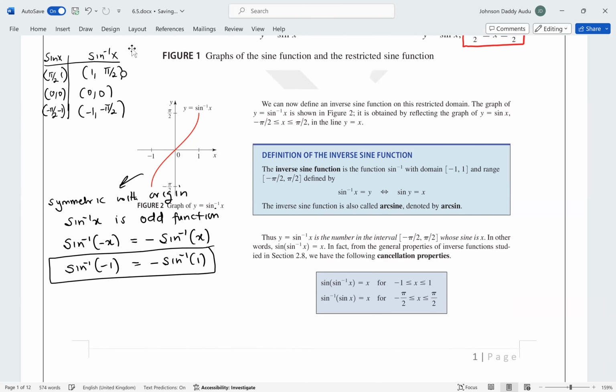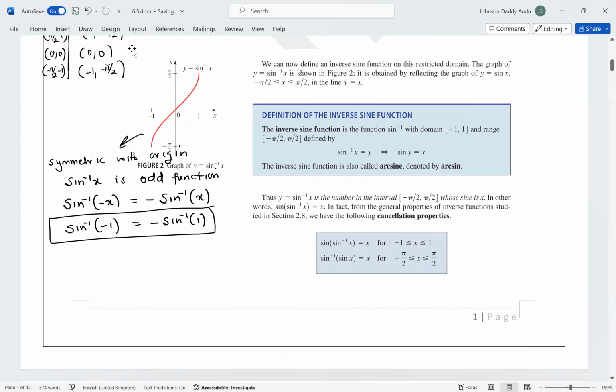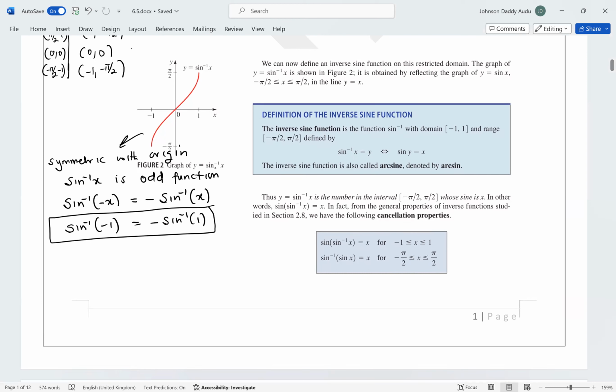Now, another thing about sine inverse, let's define this one. This one follows from where? If you have sine inverse of x equals y, then it means sine y is equal to x. Now, this also follows from what we've discussed earlier.